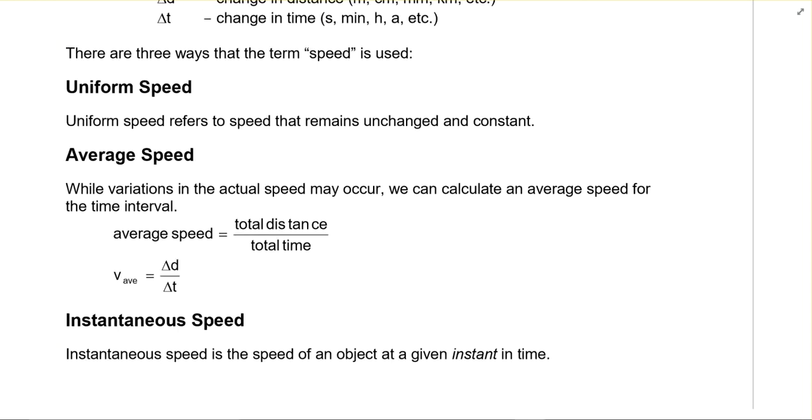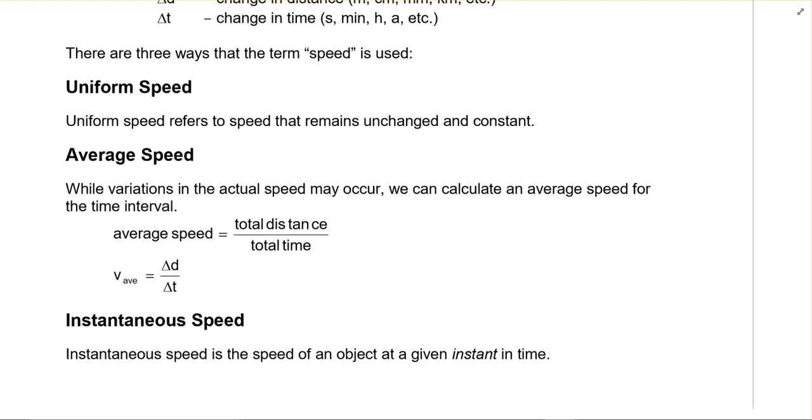There are three ways that the term speed is used. So uniform speed would just really mean that it's going the exact same speed all the time. Let's say you were on the highway and you had your cruise control set to 100, and it was like a perfect cruise control where it never came off that. That would be uniform speed.